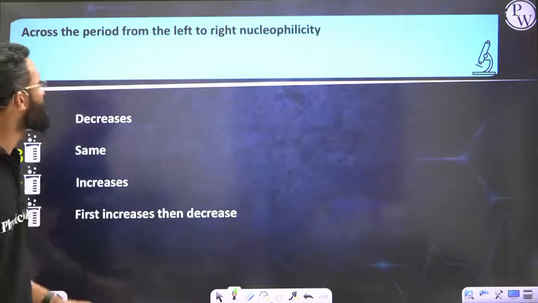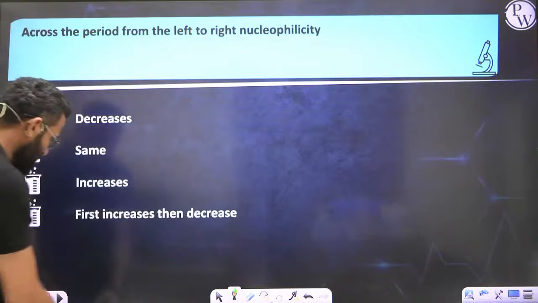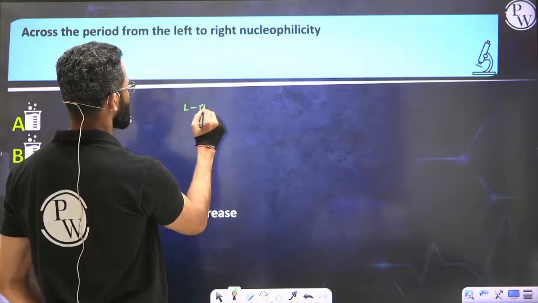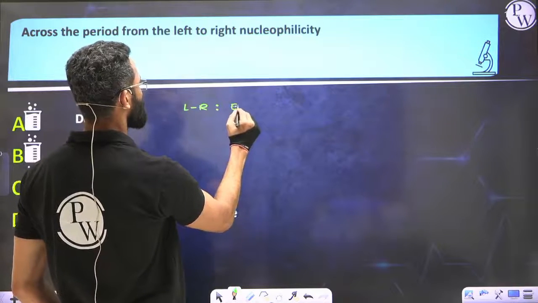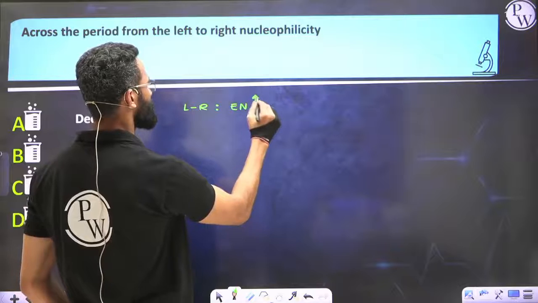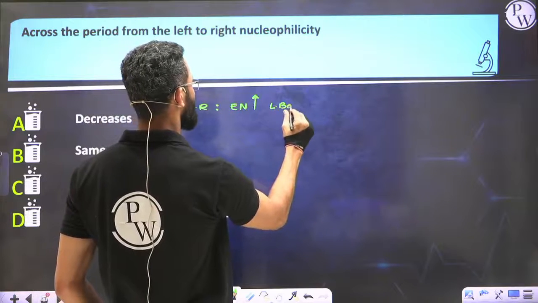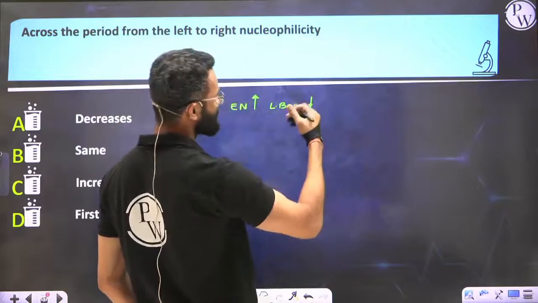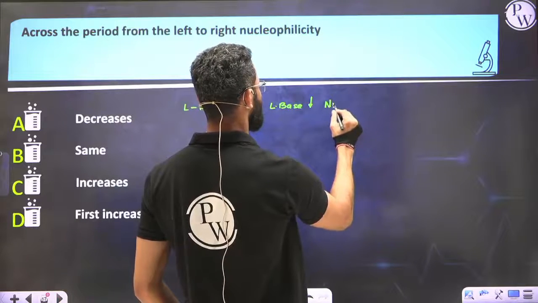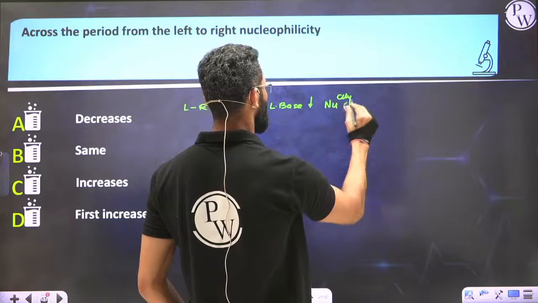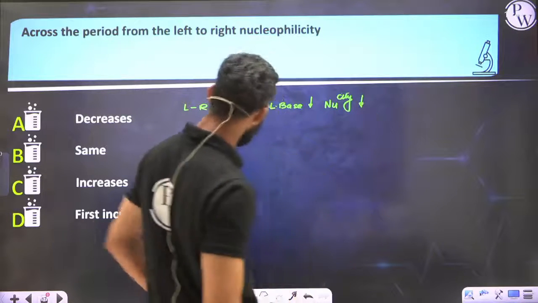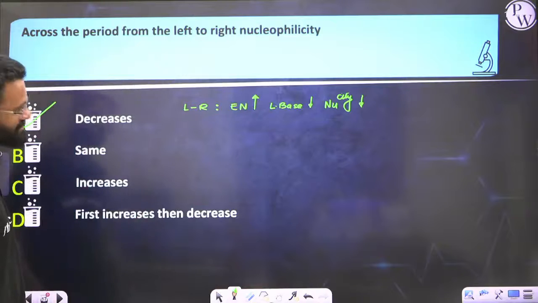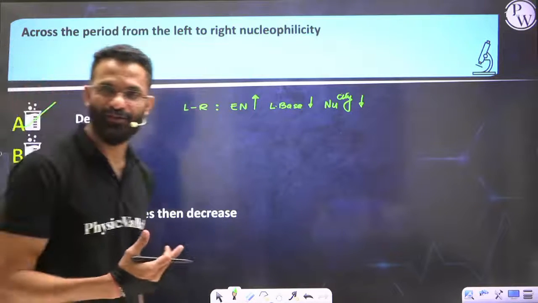Okay, everyone. Across the period from left to right, what happens to the nucleophilicity? Well, what we have learned so far, as you move from left to right, electronegativity increases. So Lewis basic character decreases because the lone pair is held tightly, and hence its nucleophilicity also decreases. So as you move from left to right across a period, nucleophilicity decreases. That's your correct choice. I think it was pretty simple. Everyone could do it, right?